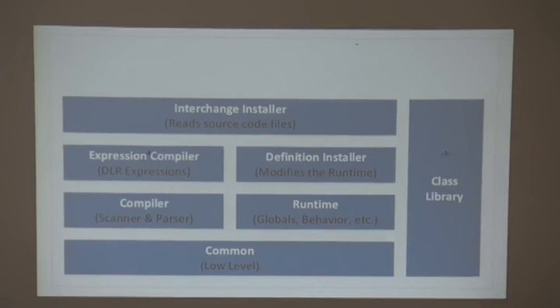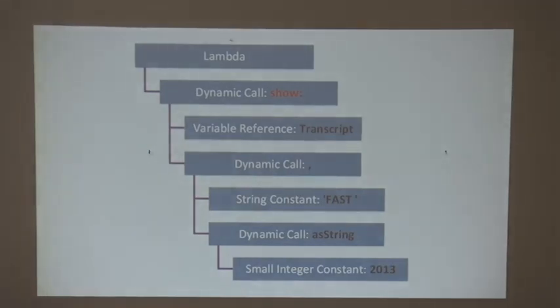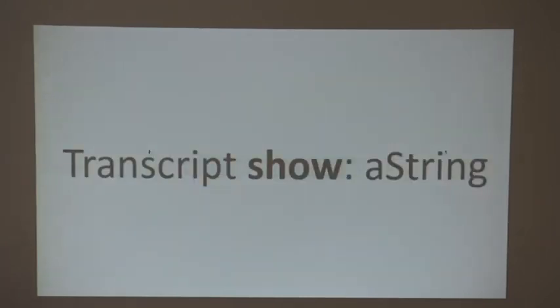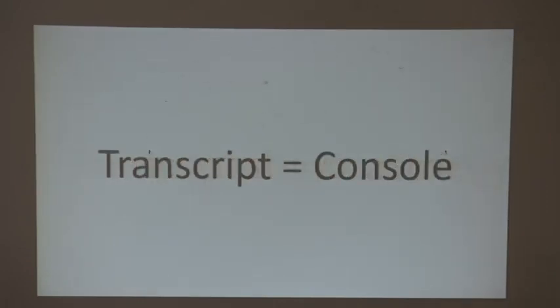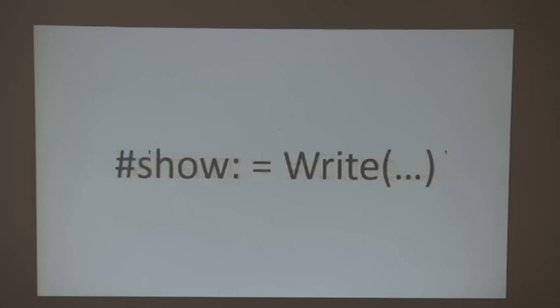So now we have the class library, and the thing is getting more and more complete. You need to implement the show method. So I'll go into details a little bit about this. In this case, it will be transcript show: a string. Transcript in this world is a console, the command line console. And the show method is called write in .NET, so you can write to the console.